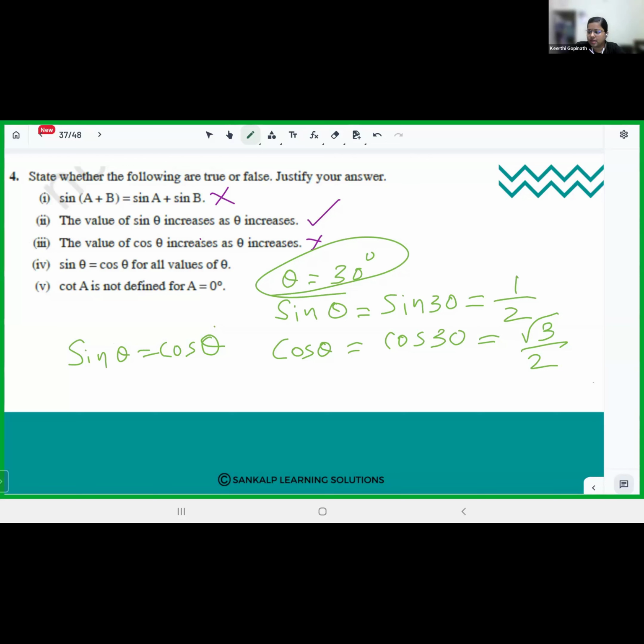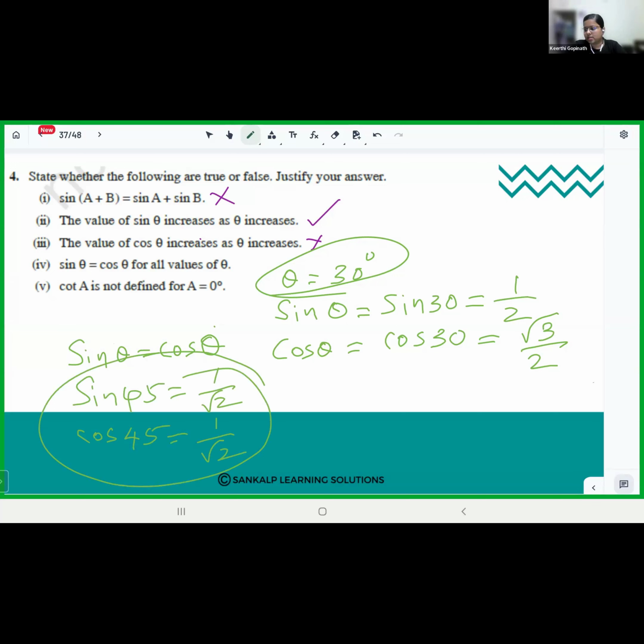Can anybody from the chat say which was that angle? That is sine theta equal to cos theta. What is sine 45? Sine 45 is 1 by root 2. What is cos 45? Cos 45 is also 1 by root 2. Right. So, for theta equal to 45 degrees, sine theta and cos theta are equal.